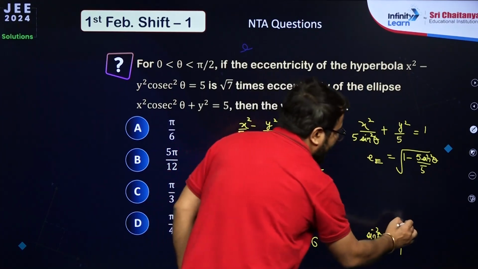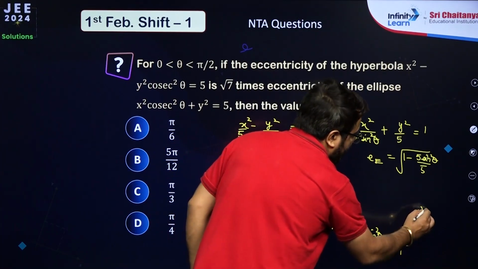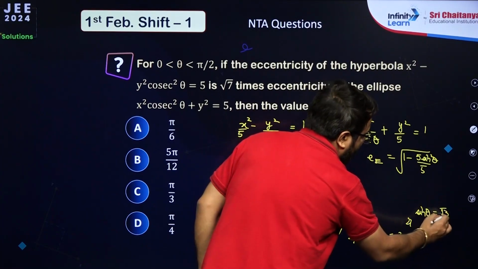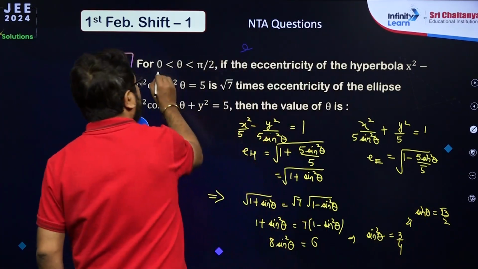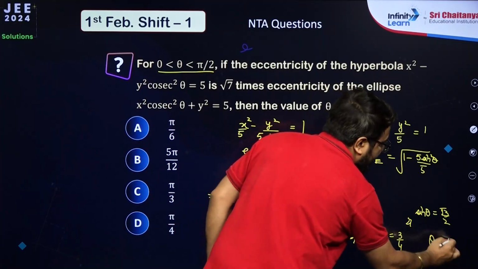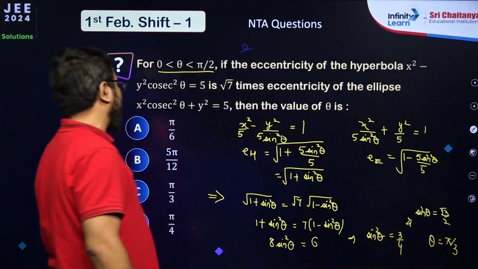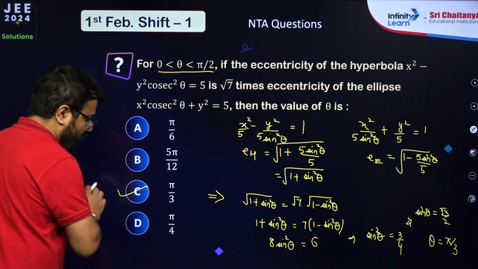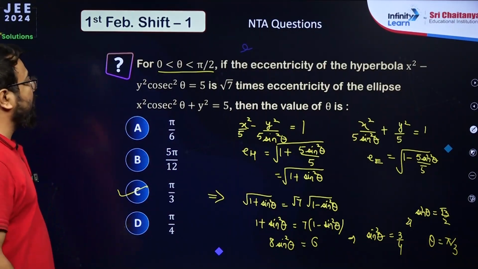Then we can get the value of sine theta from here as root 3 over 2 with a plus minus. But since theta is between 0 to 90, sine theta will be positive. And then theta will be pi by 3. So the value of theta will be pi by 3, given to us in the C option. So C option would be the final answer.